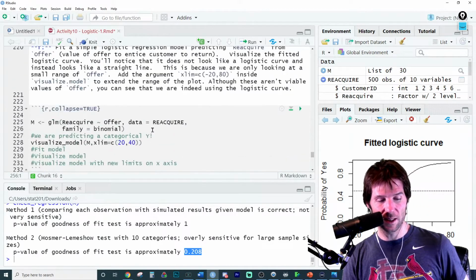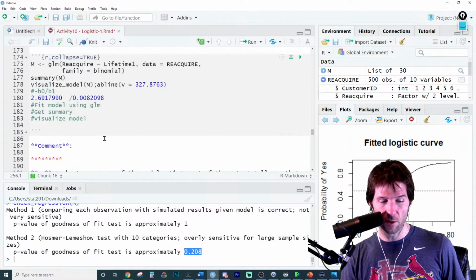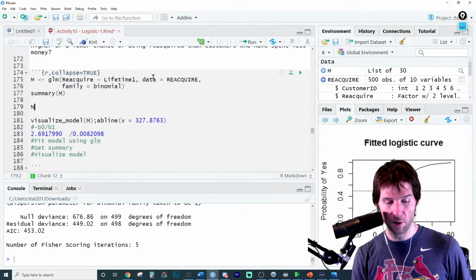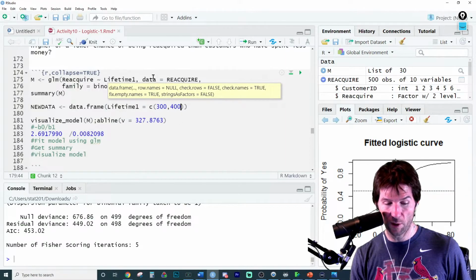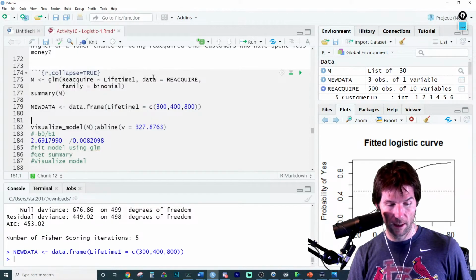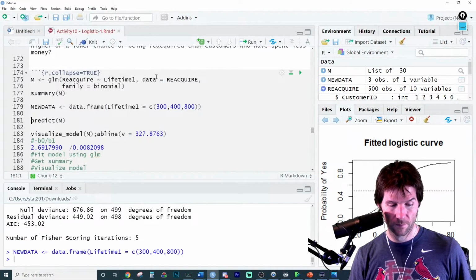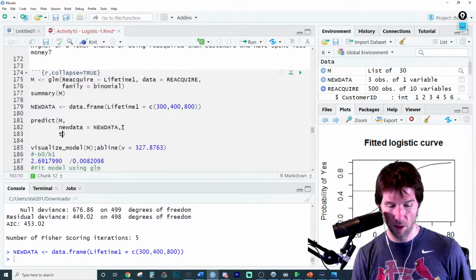Good p-values. One last thing we didn't see in the code today was making predictions with the logistic. I've done this during class, but I want to do it right here if you're watching the video. If you want to make predictions with logistic, you need to make new data and store a data frame of your X variable. So I'm going to put in here the lifetime value equals the vector of 300, 400, and 800. And now we go predict using our model. Let's rerun this model. And we're going to put in here newdata equals new data, and then type equals response.